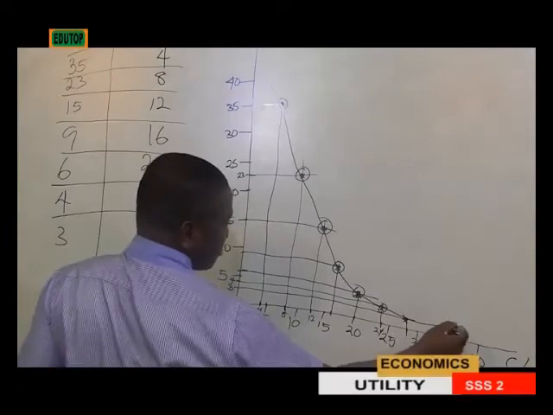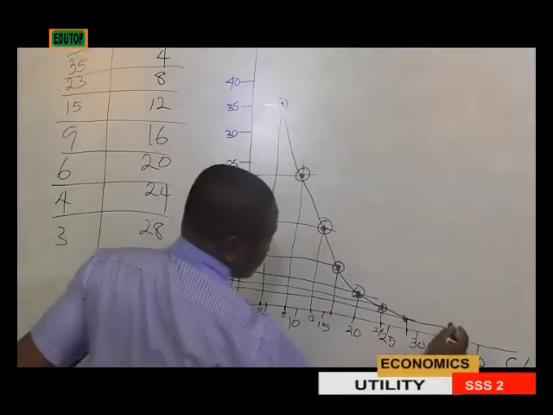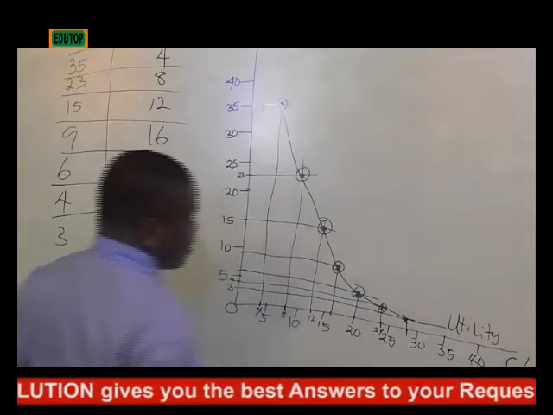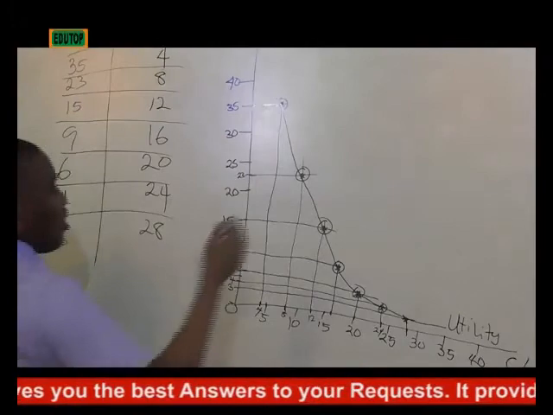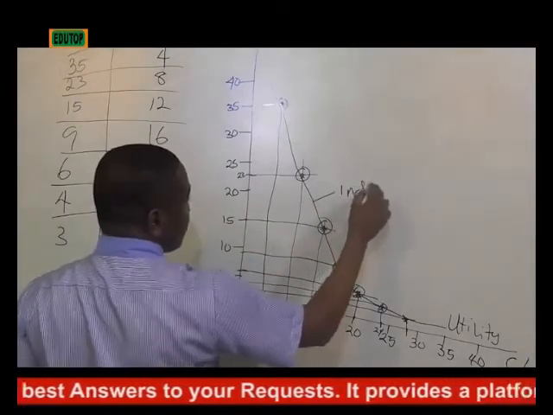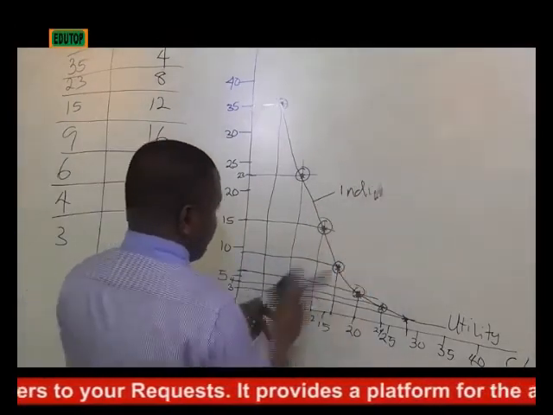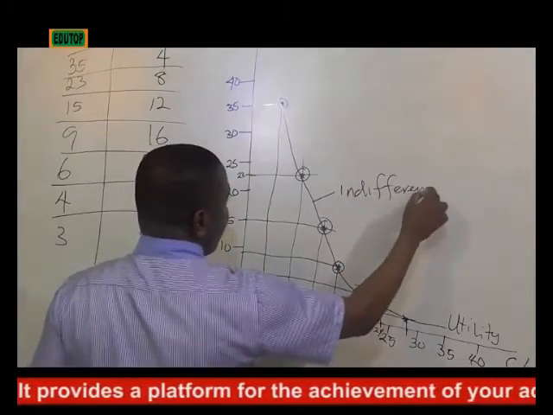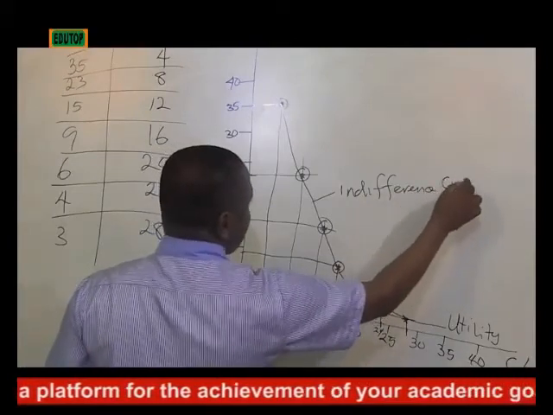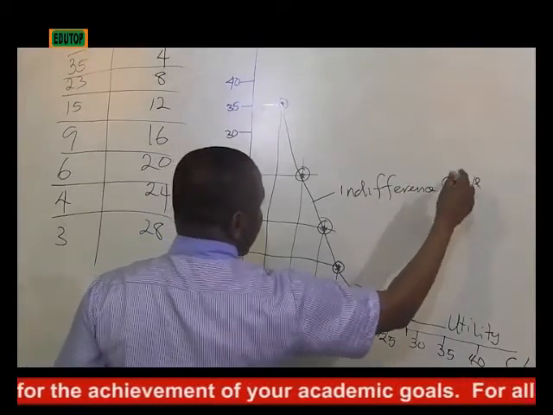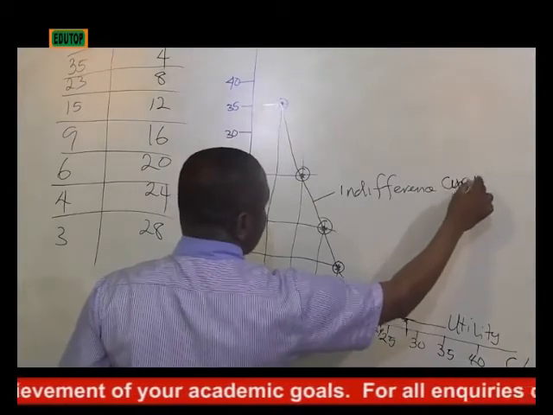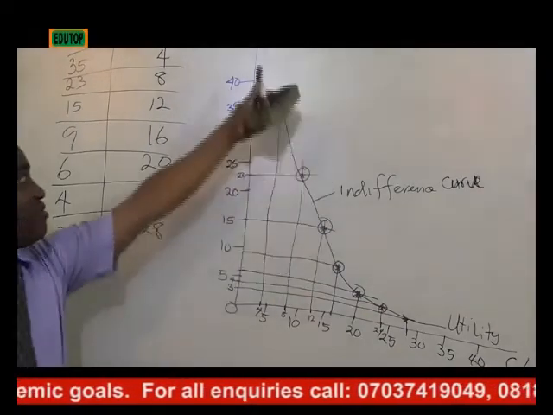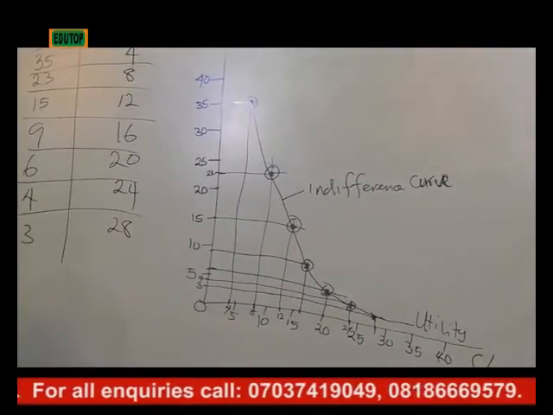And the graph, this curve, represents the level of satisfaction or utility that the consumer derives at each point in time. And this is what we call the indifference curve. That is, the consumer is satisfied with any point of this consumption. Any point that this graph can pass through, the consumer is satisfied with it. This is the level of satisfaction that the consumer derives.